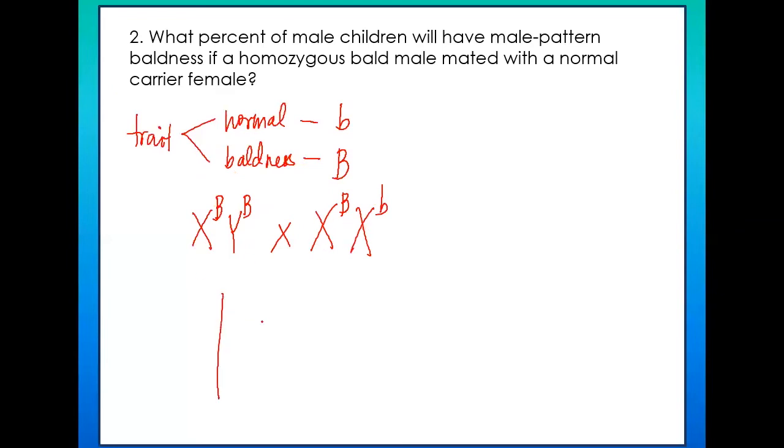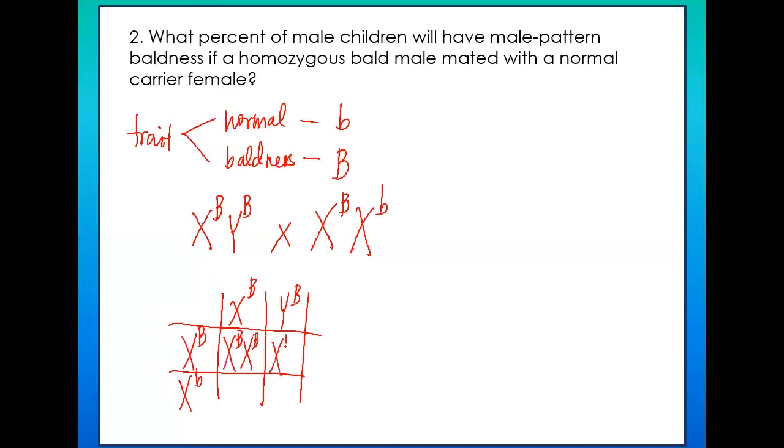So let's draw a table here to properly cross the alleles for this Punnett square. On this side we have X raised to capital B, Y raised to capital B, and on this side X raised to capital B and X raised to small letter b. We just simply cross it. We have this one, and here this should be small letter b, and Y capital B. In this case, we're simply asked to identify the percent of male children who will have male pattern baldness.